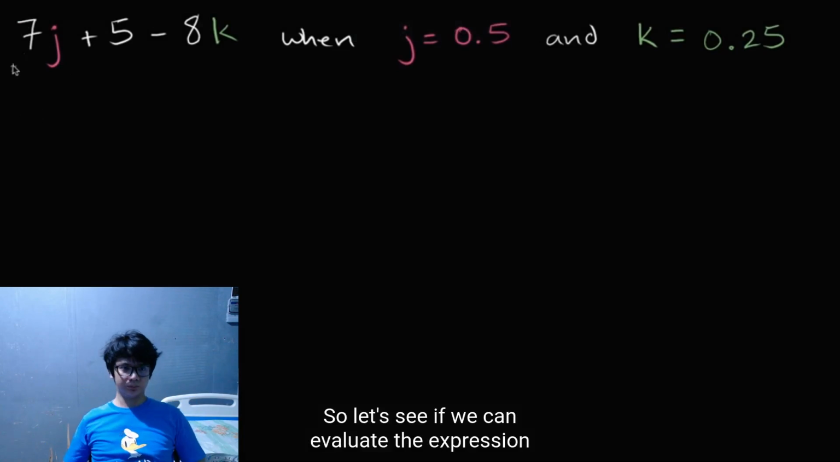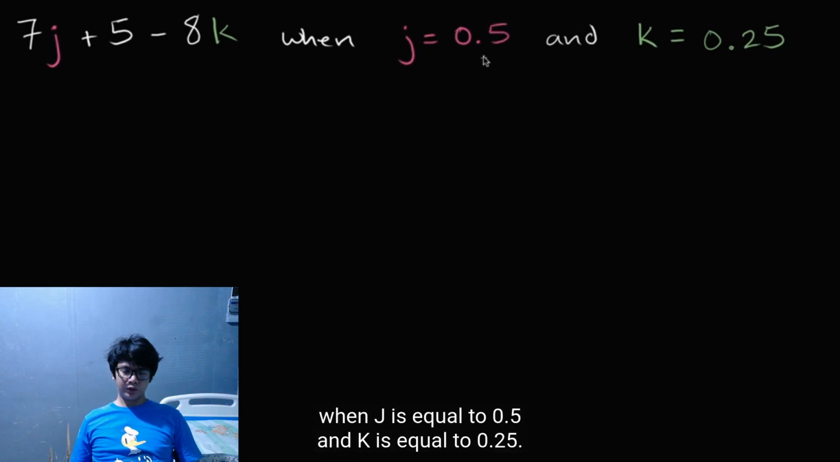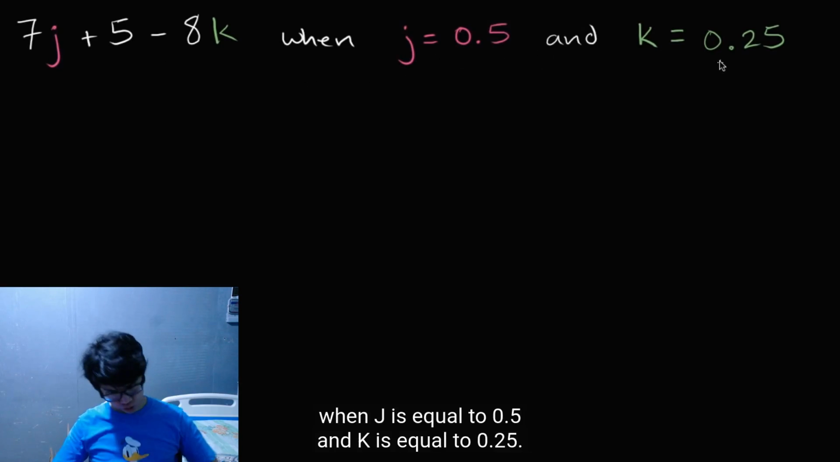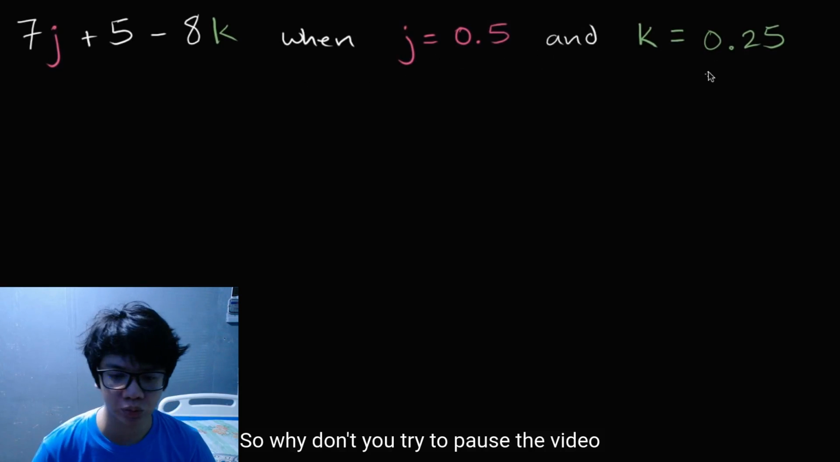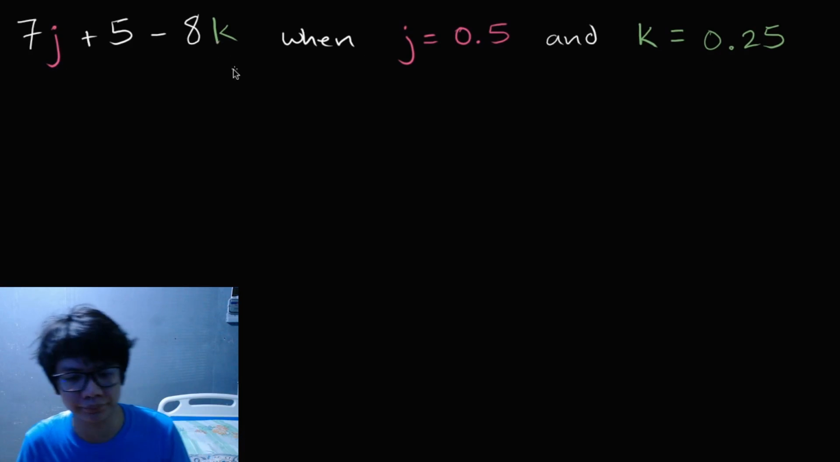So let's see if we can evaluate the expression 7j plus 5 minus 8k when j is equal to 0.5 and k is equal to 0.25. So why don't you try to pause the video and evaluate this first before we work through it together.